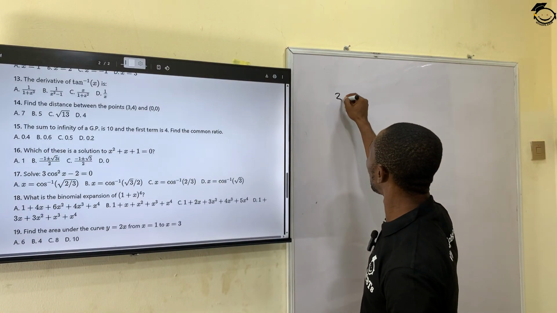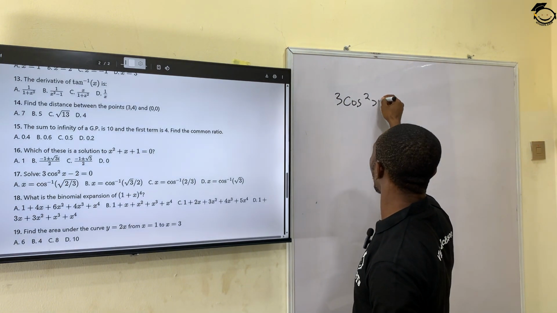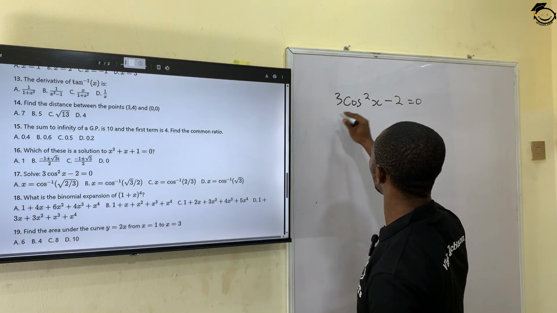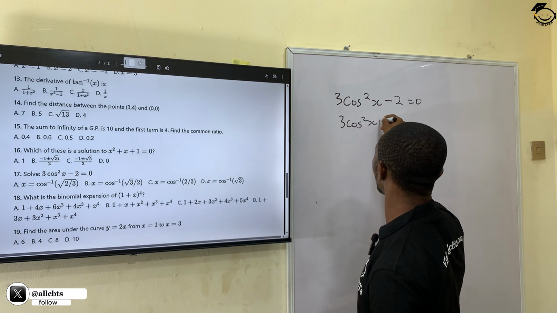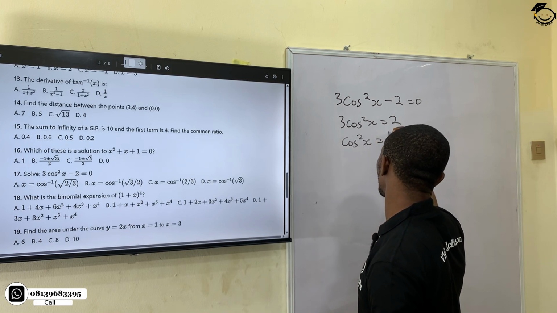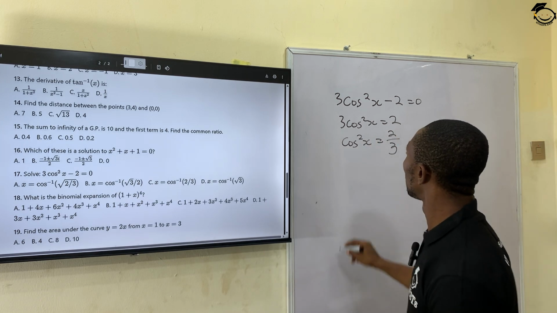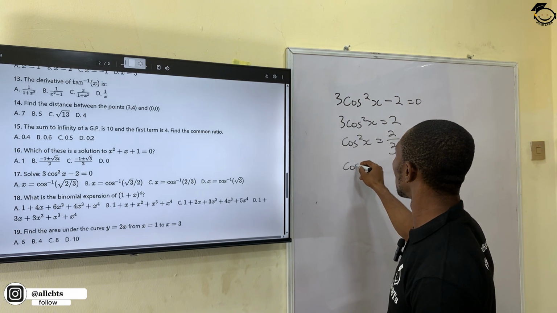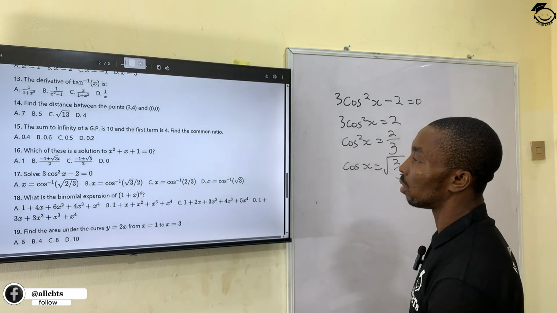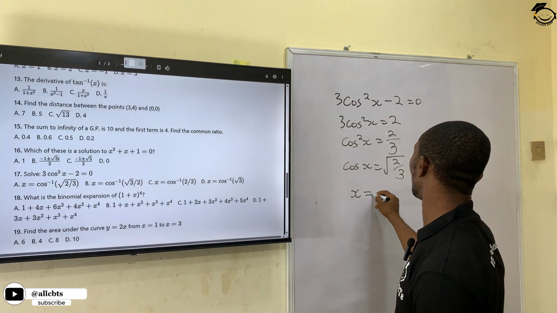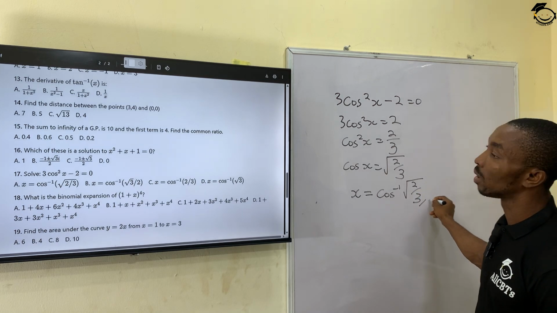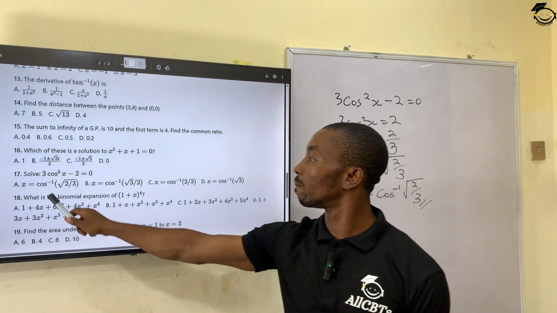Solve 3 cos squared x minus 2 equals 0. To solve this, it becomes 3 cos squared x equals 2. So our cos squared x equals 2 over 3. So our cos x equals the square root of 2 over 3. So x will give us cos inverse of the square root of 2 over 3, which is option A.